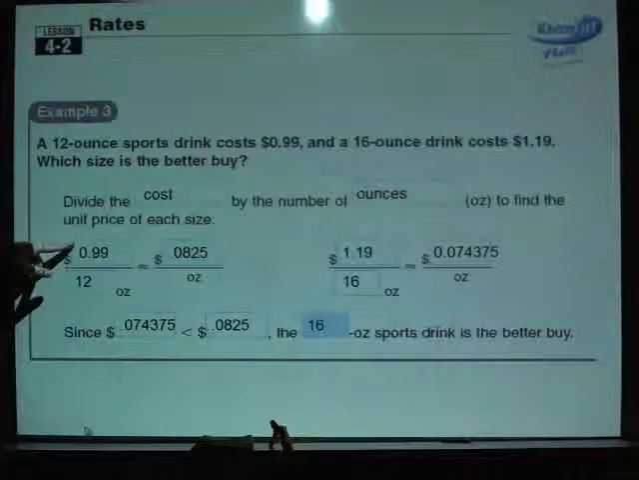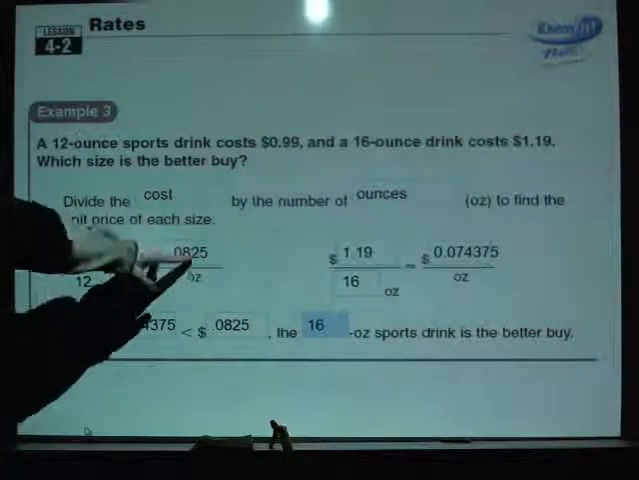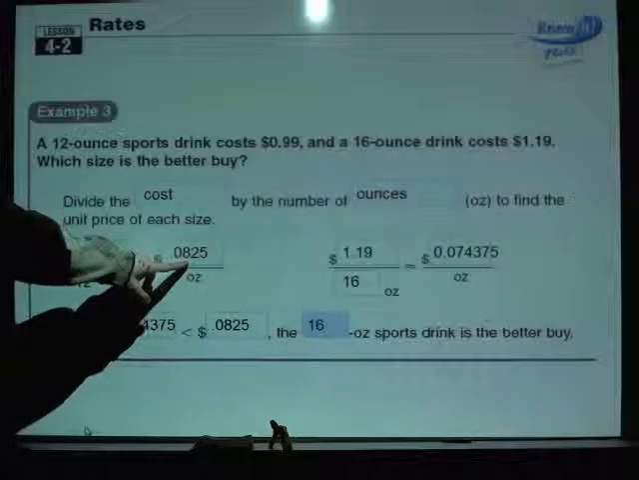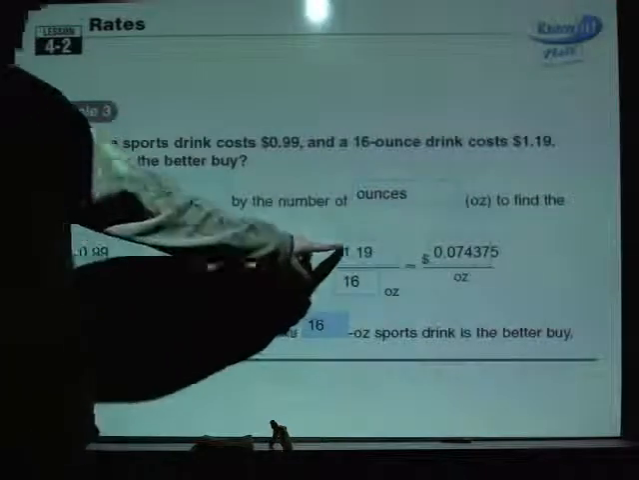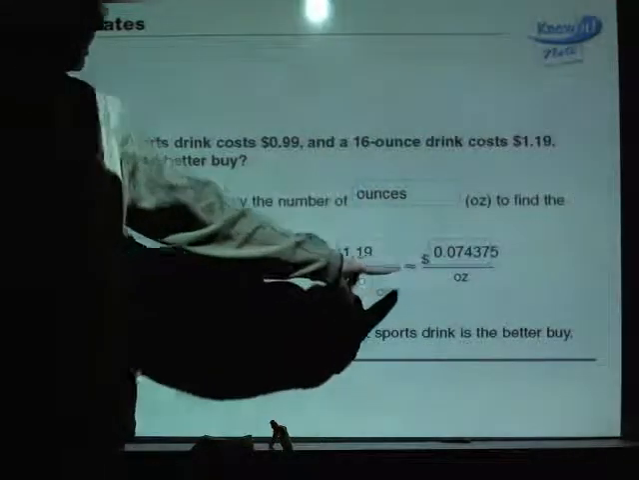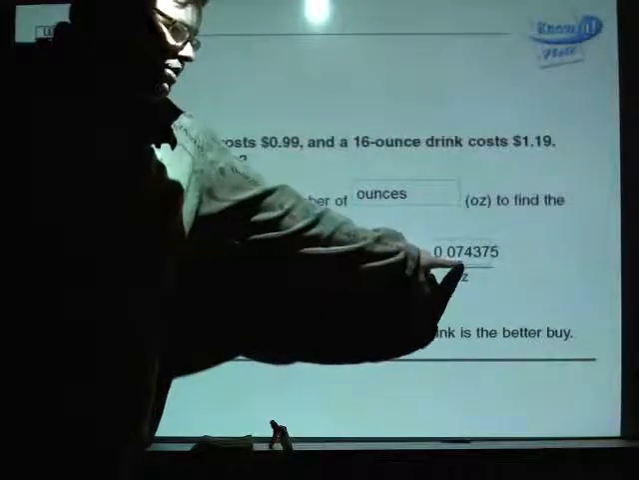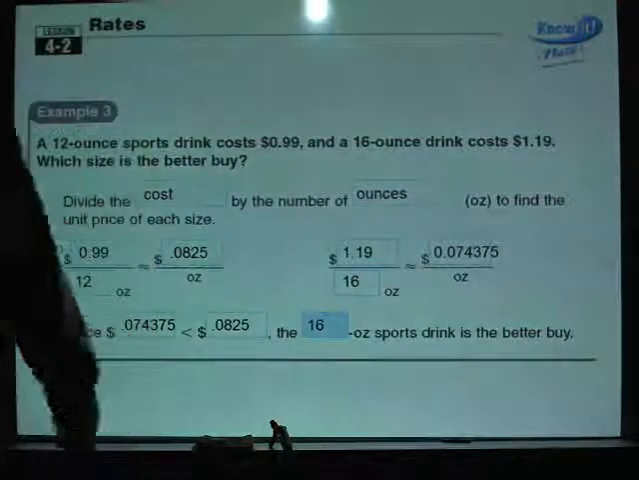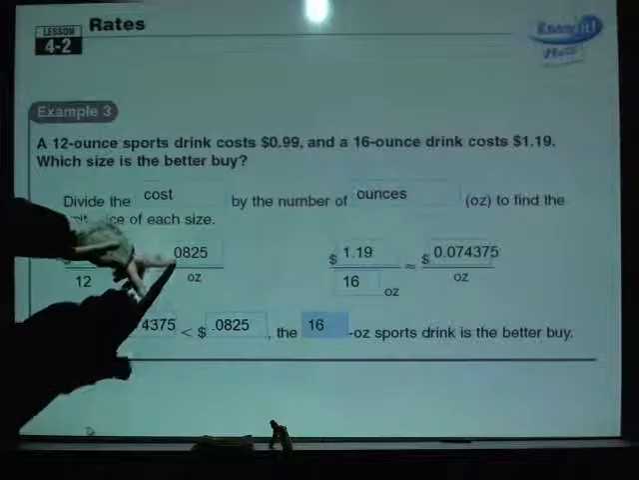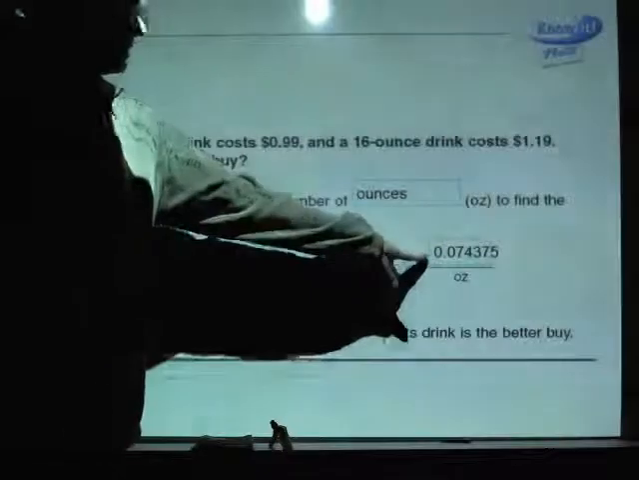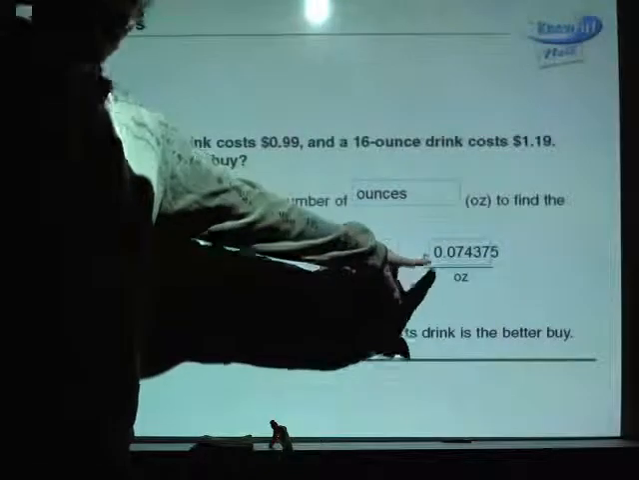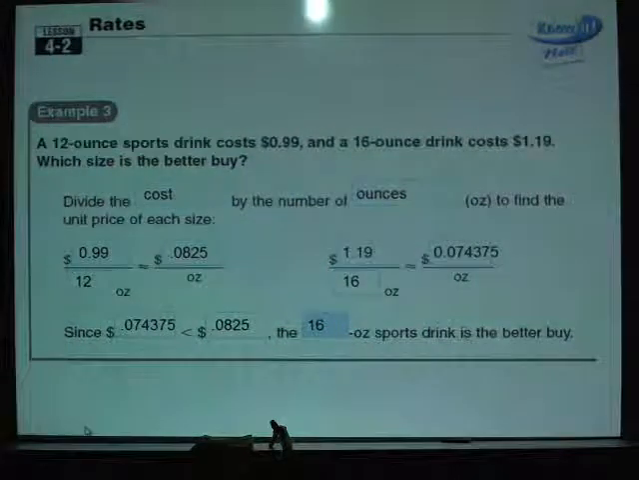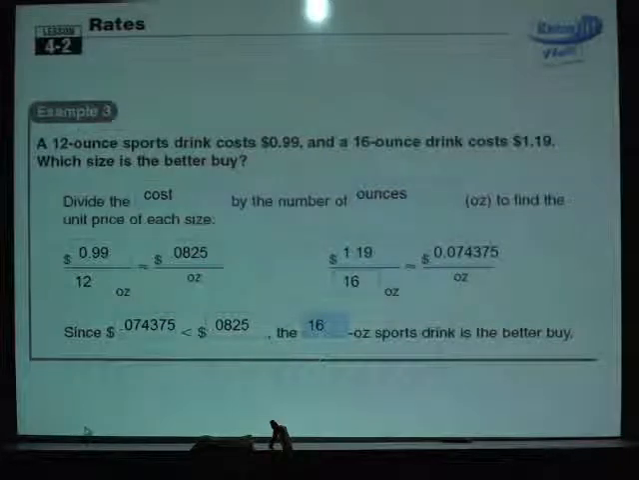When I take the 99 cents and divide it by 12, I find out I'm paying just over 8 cents an ounce. When I take the $1.19 and divide it by 16, I find out I'm paying almost 7.5 cents an ounce, just a little bit less than that. So this is just over 8 cents an ounce, and this is about 7.5 cents an ounce. Obviously this one is cheaper, and since it is cheaper, the 16-ounce drink is going to end up being the best buy.